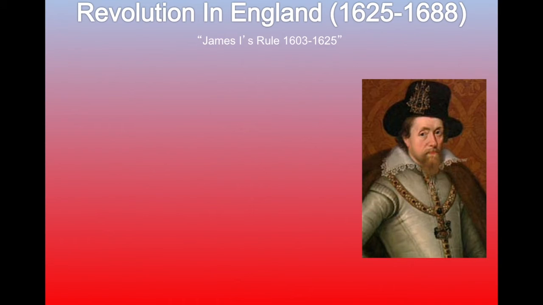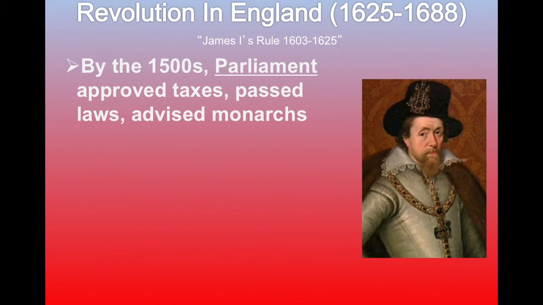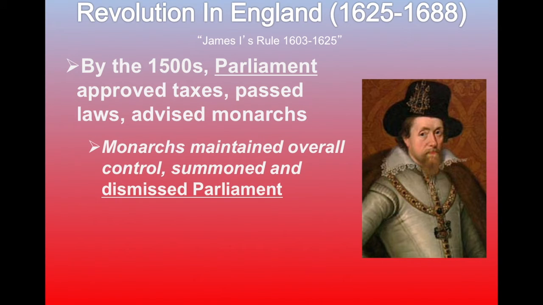Then we get to England. We have James I. By the 1500s, Parliament approved taxes, passed laws, advised monarchs. So it was really Parliament that did most of the governing. Parliament is like America's Congress in the United States currently. These monarchs maintained overall control, summoned and dismissed Parliament. And so James is going to basically have total control and dismiss Parliament from doing their previous reported jobs.